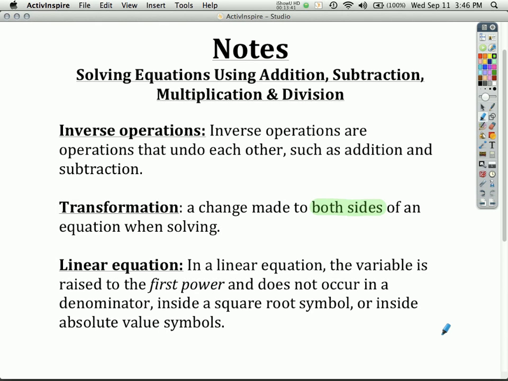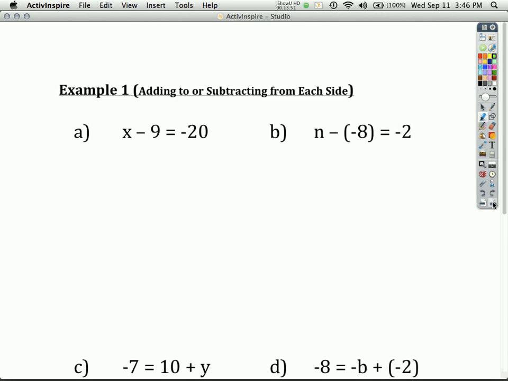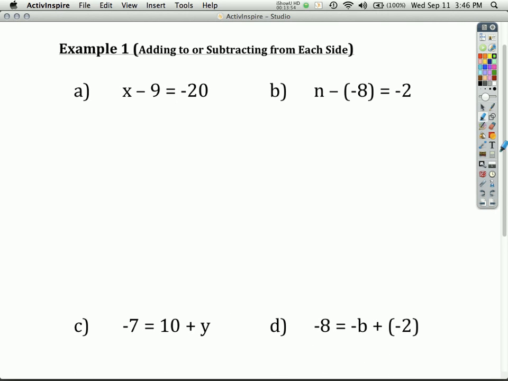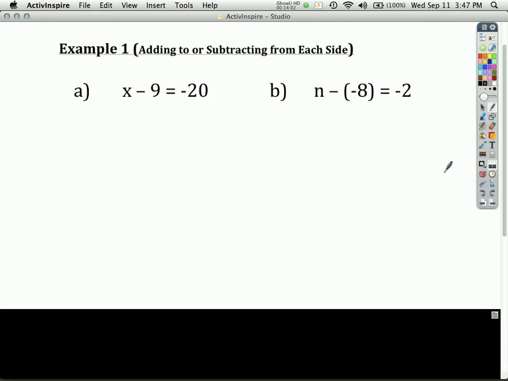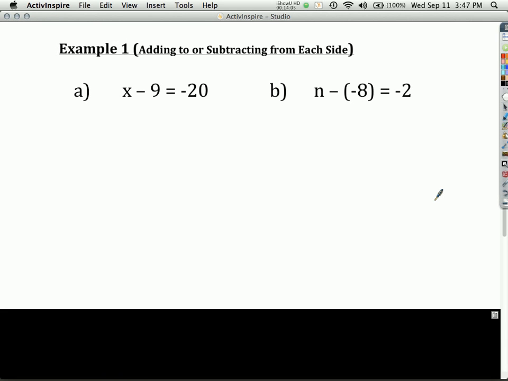So we're going to jump right in and start reviewing and clarifying the process of solving an equation. If you're missing any of this, leave yourself a line or two and you'll fill it in later on. So, example 1. So we're going to start simple and we'll increase complexity over the course of the lesson. So we're going to solve the equation x minus 9 equals negative 20.